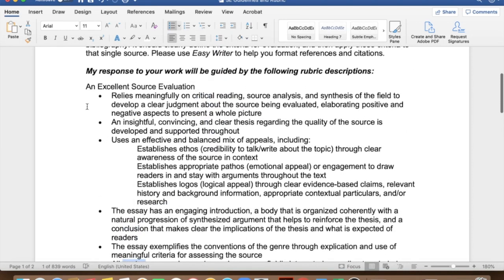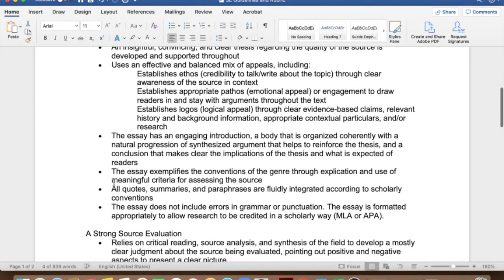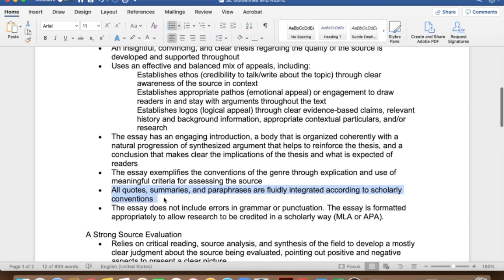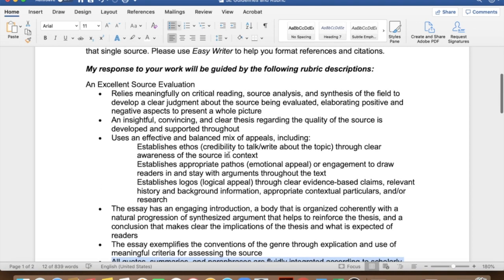So for the purposes of our course, this would still be a pretty excellent source evaluation, but if I were giving this author feedback, I would ask him to rely more heavily on textual evidence, so bringing in more quotes and paraphrases to continue to support his argument.